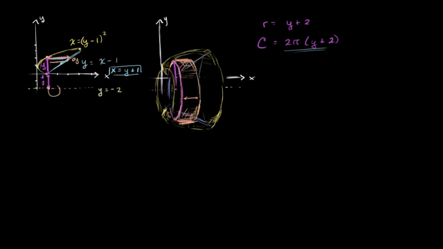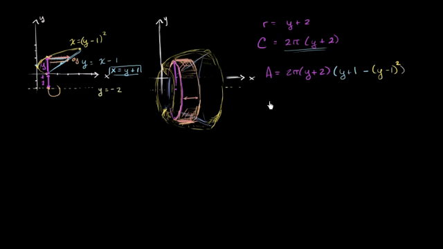So the area of one of those shells is going to be 2 pi times y plus 2 times the distance between the upper function, x is equal to y plus 1, and the lower function, x is equal to y minus 1 squared. I'll put the parentheses in that same color.